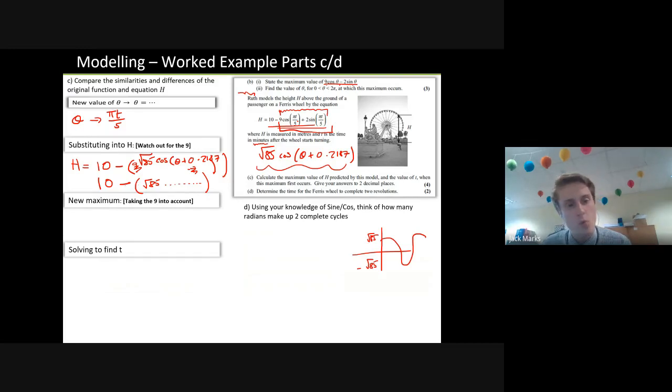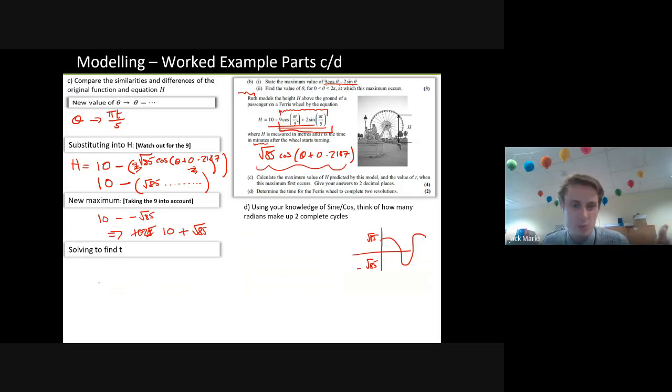So when do you get the greatest value? Well, you get the greatest value when you have a double negative. So this will be your new maximum, okay? 10 plus root 85 is the maximum value that this expression can take, okay? Don't need to do any differentiation for that at all. Now, when does it first happen?